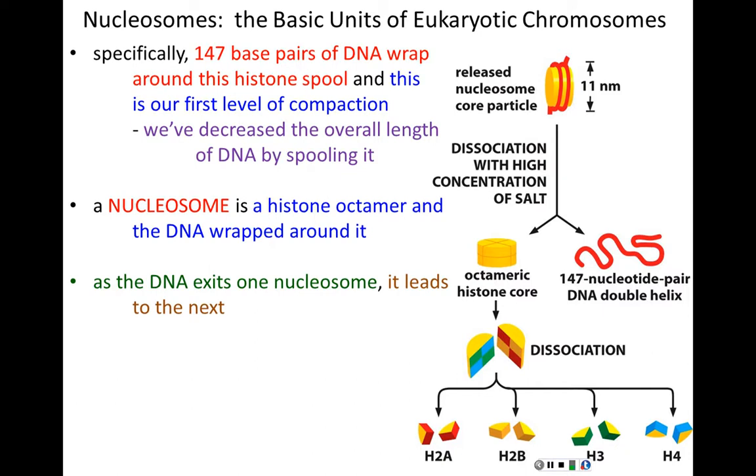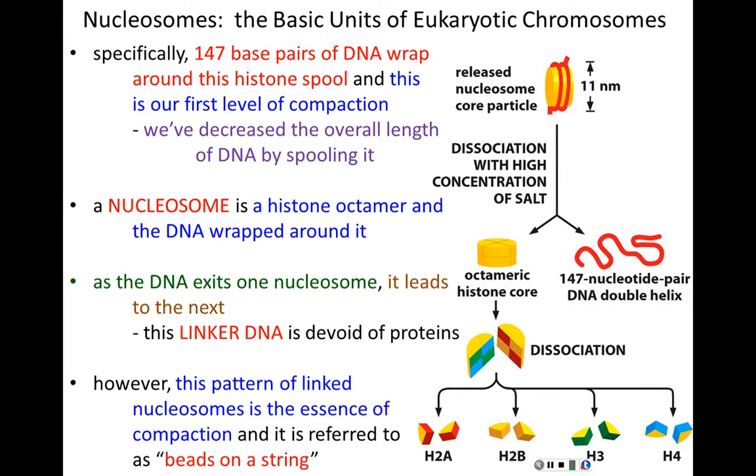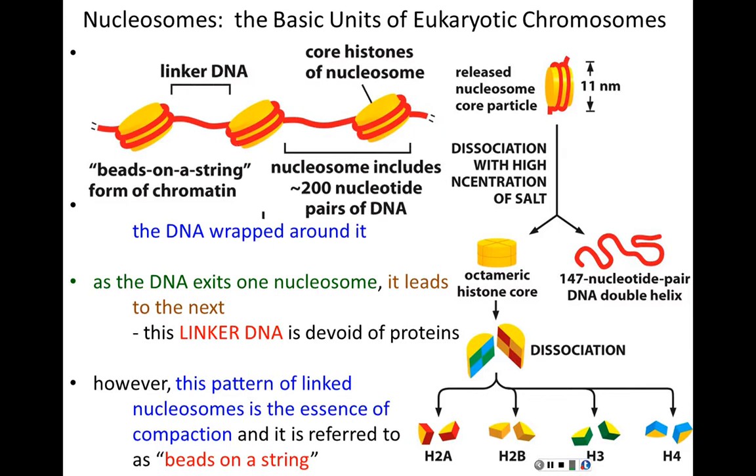Now, the DNA wraps around the histones a couple times, and then it exits off of that nucleosome. And when that DNA exits the nucleosome, it leads to the next. Linker DNA is the DNA sequence that holds one nucleosome to the other. And the linker DNA is devoid of proteins. I'll go to the figure here to make it a little bit clearer. So here what we're looking at are three individual nucleosomes held together by linker DNA. But it's all DNA. It's all one continuous sequence of DNA.